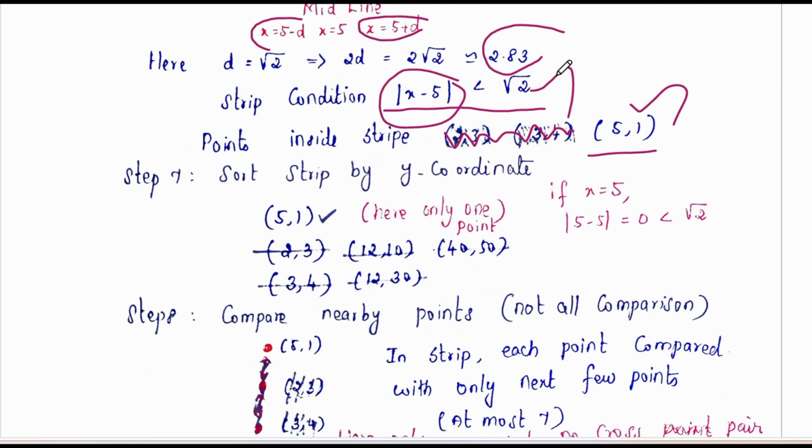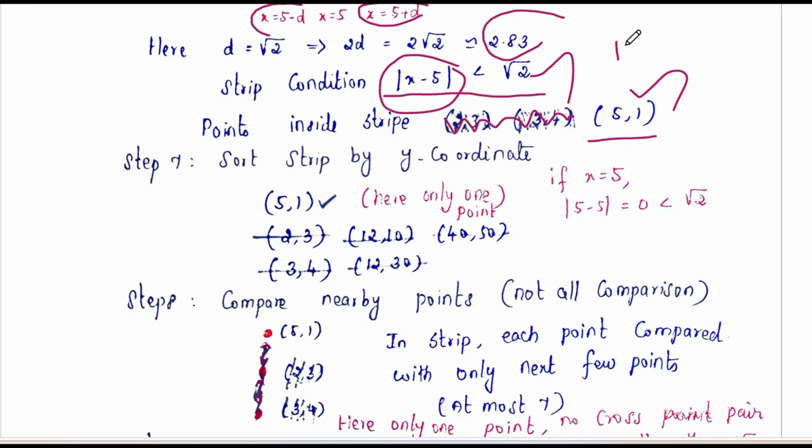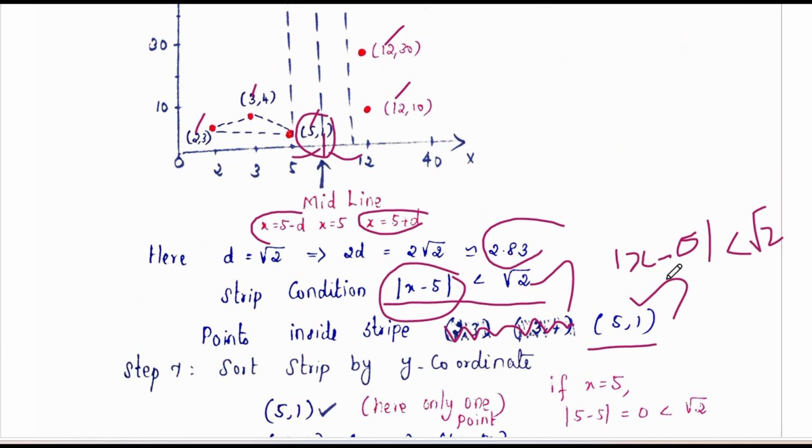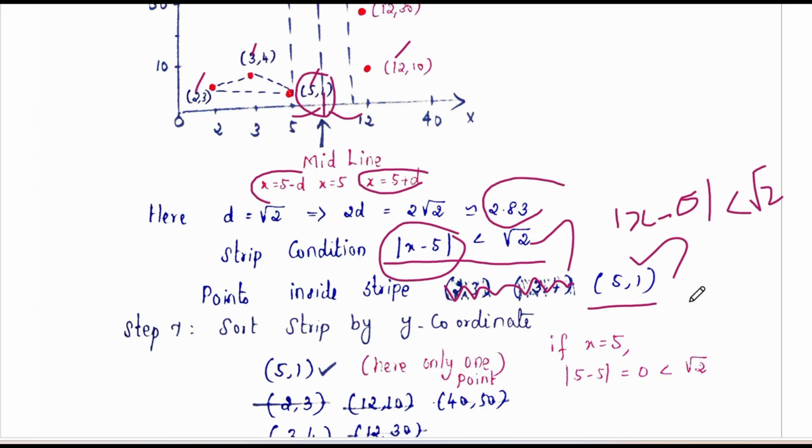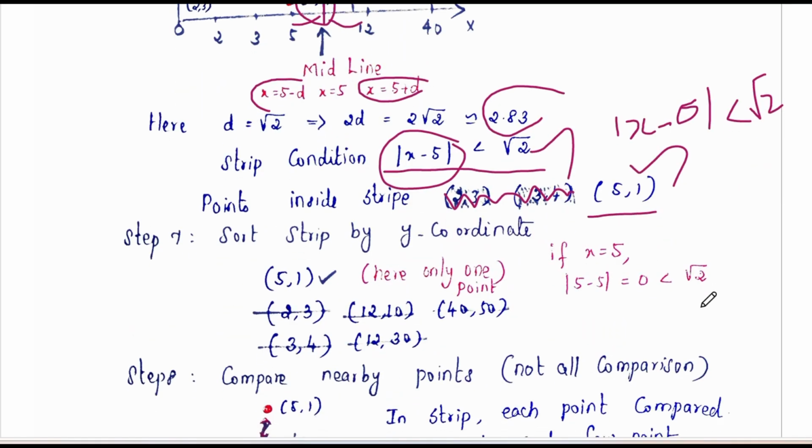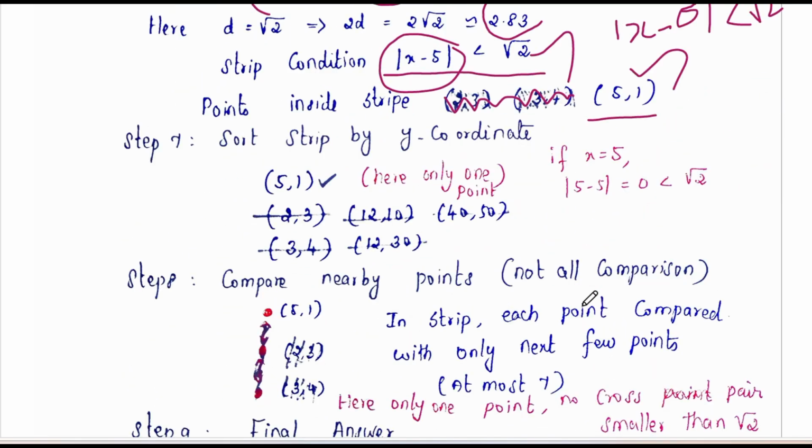Then root 2. So this is the stripe condition: |x minus 5| less than the minimum distance value, that is root 2. So this stripe condition always uses the minimum distance value root 2, right? Then apply the x value of all the points. Which ones satisfy this condition are inside the stripe. Here only 5, the point (5, 1), satisfies this condition. So only one point is inside this stripe.